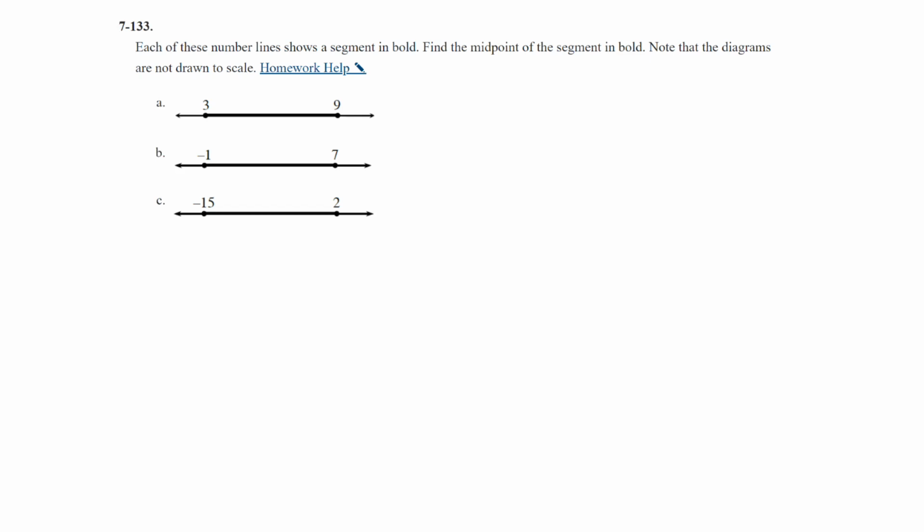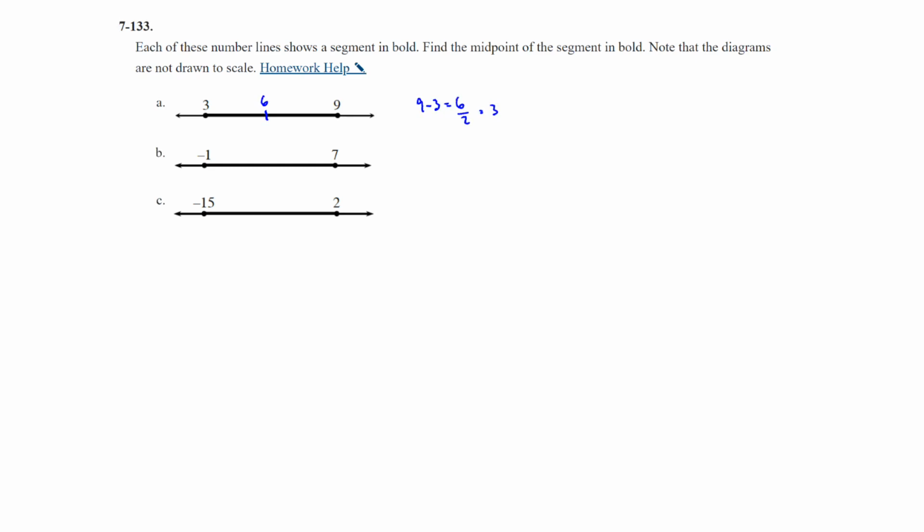133. Each of these number lines shows a segment in bold. Find the midpoint of the segment in bold. Note the diagrams are not drawn to scale. So in part A, what's the midpoint between 3 and 9? Well, the distance between 3 and 9 is 6. So 9 minus 3 is 6. And then if we take half of that, we get 3. So we just want to go 3 this way, which would be 6, and another 3 would be 9. So your midpoint would be 6.